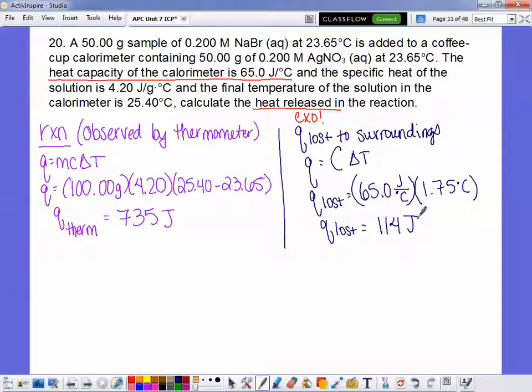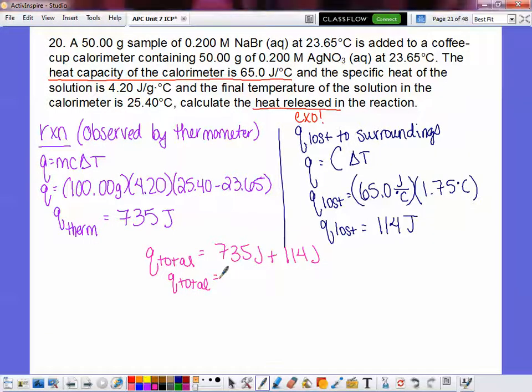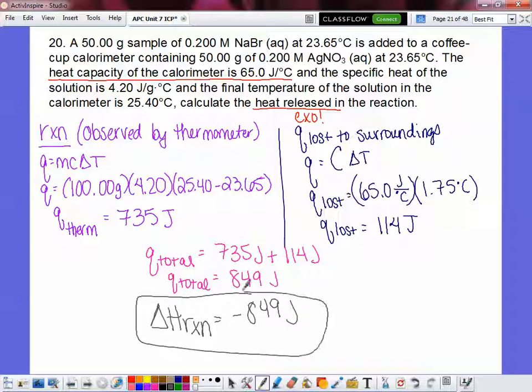So our Q total is just going to be those two numbers added together. So 735 plus 114. So how much heat really was generated by this solution? 849. So therefore, what is our delta H of reaction? Negative 849 joules.